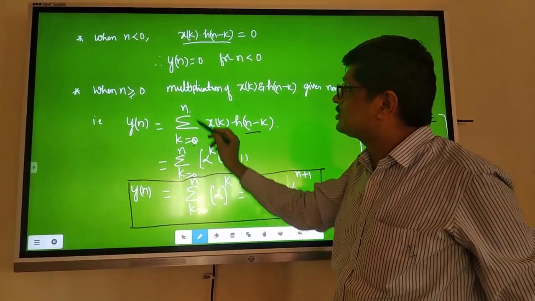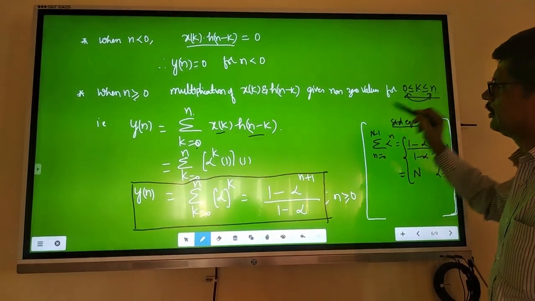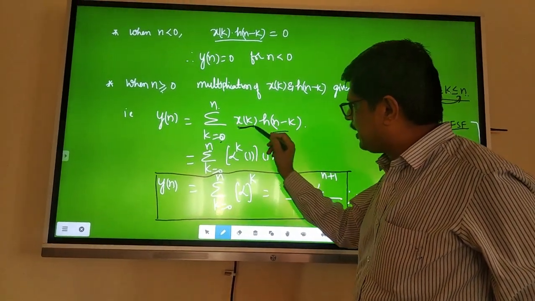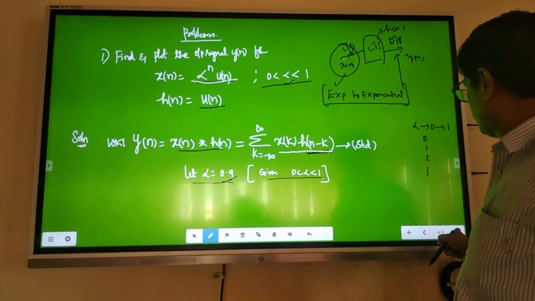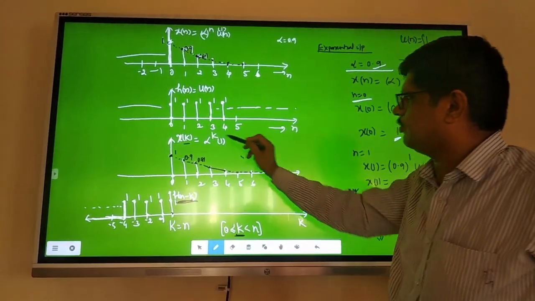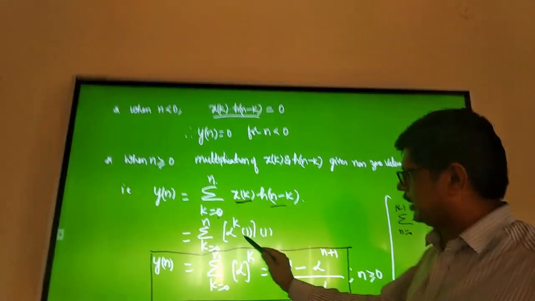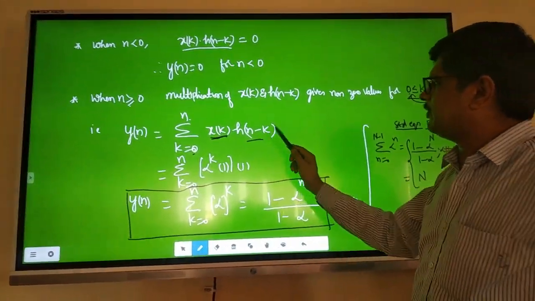Instead of minus infinity to plus infinity, it is 0 to n. Right? X of k into h of n minus k. What is x of k? X of k is alpha to the power k. You know this. Alpha to the power k. Same here. Alpha to the power k into u of k is 1. Here also u of k is 1. Therefore, write this: alpha to the power k into 1, between 0 to n. The right step.